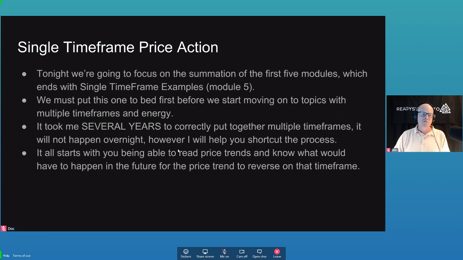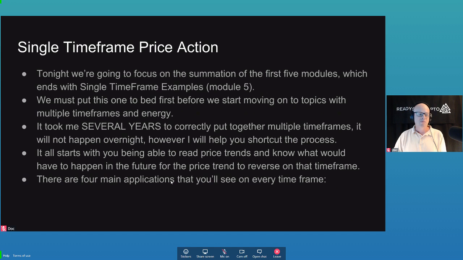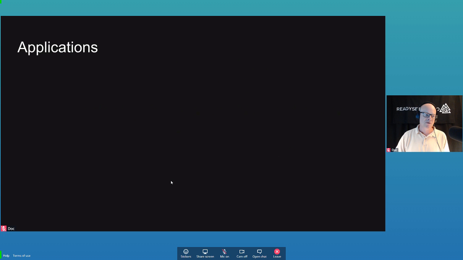It all starts with you being able to read price trends and know what would have to happen in the future for the price trend to reverse. We're not predicting the future. What we're doing is we're boxing it in. We're painting it into a corner and forcing it to decide right in front of us. So there are four main applications that you're going to see on every time frame. These are the examples that we're going to go over tonight.